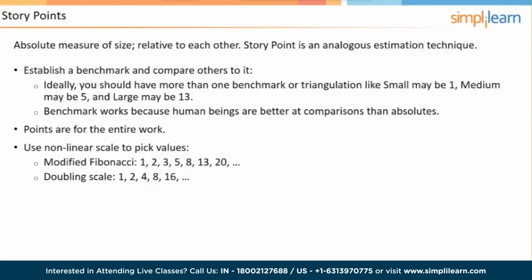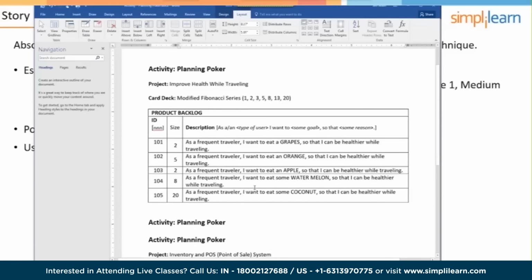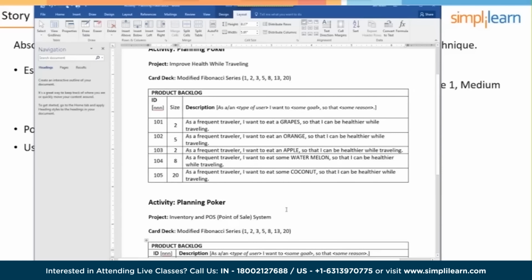You can also triangulate. For example, when we did our planning project this morning, or this morning for me rather, at the beginning. Oh, that's not it. That is the daily stand-up. Here it is. If I had said, team, I want you to pick a small user story, a medium user story, and a large user story, and then we would then compare other stories to those 3, and so we would kind of triangulate on it.